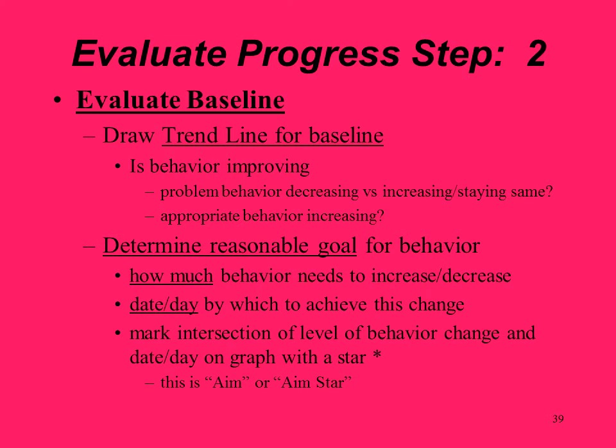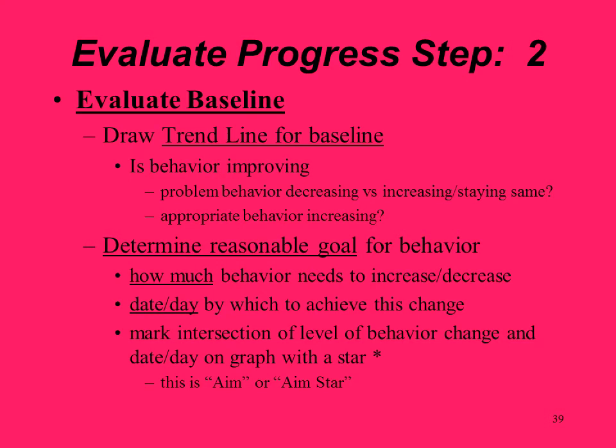The next thing we want to do is determine a reasonable goal. How much do we think the behavior needs to increase or decrease? And what's the time frame? What's a reasonable goal by which to have achieved this level of behavior? It's sort of an arbitrary decision sometimes, but sometimes there are real timelines put into place.